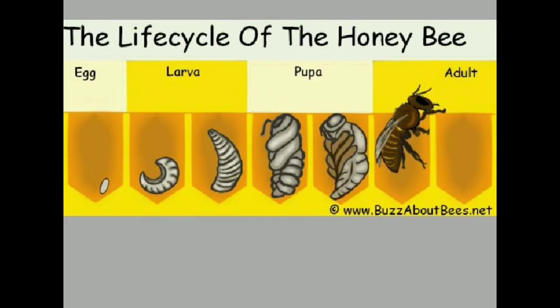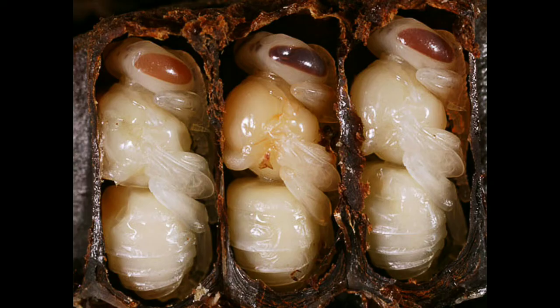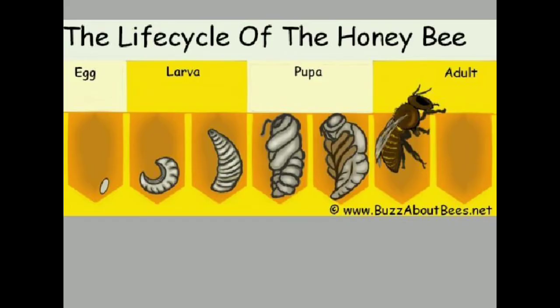Pupa stage in honeybee. In this stage, after the fifth moulting, all the body parts like head and wings are developed and the adult phase is ready. The pupa stage is 7 days for queen, 12 days for workers, and 4 to 5 days for drones.